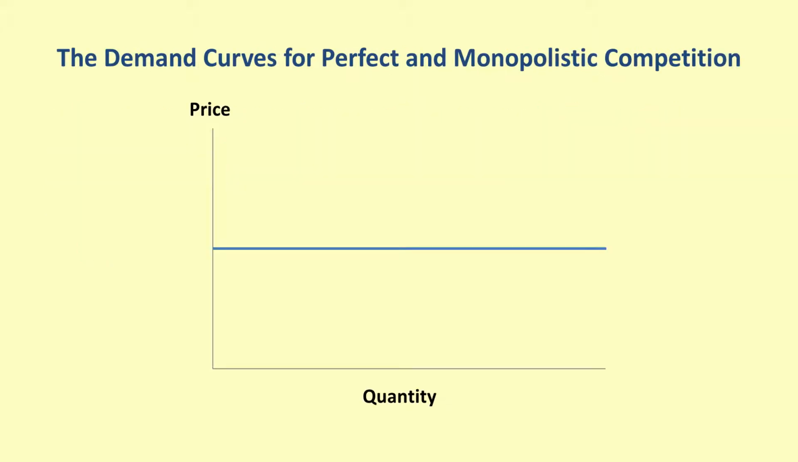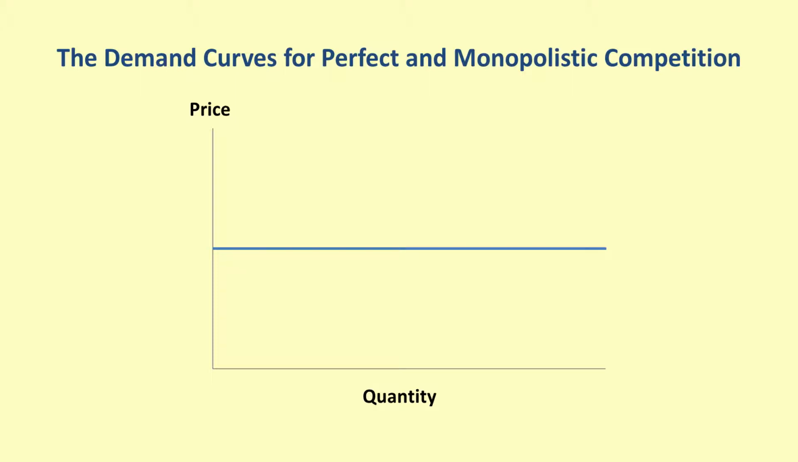We will start with a typical demand curve for perfect competition. In perfect competition, the demand curve for each company is perfectly elastic because the individual companies have no market power. Companies cannot affect the market price by changing their supply.